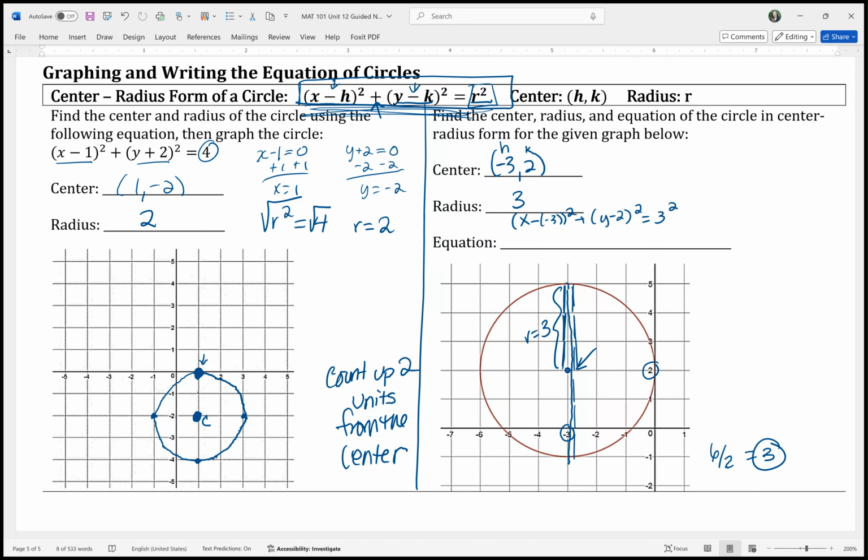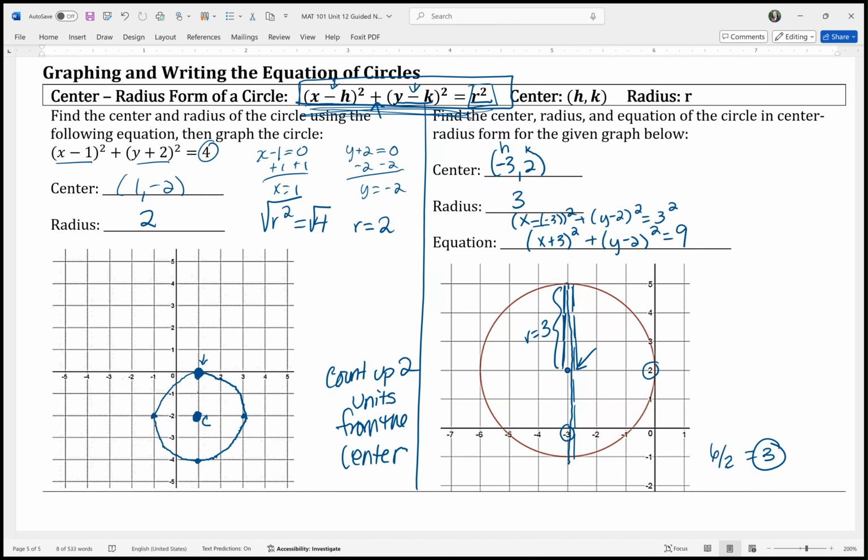Okay, now simplify this. So obviously 2 negatives are going to make a positive. So this would be x plus 3 squared plus y minus 2 squared equals 3 squared, which is 9. Okay, and that would be the final answer for the equation.